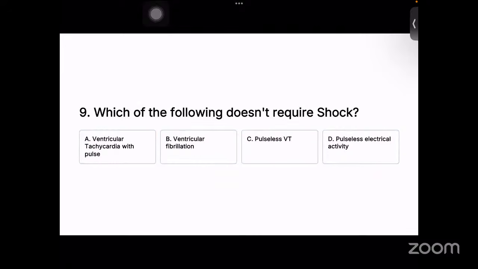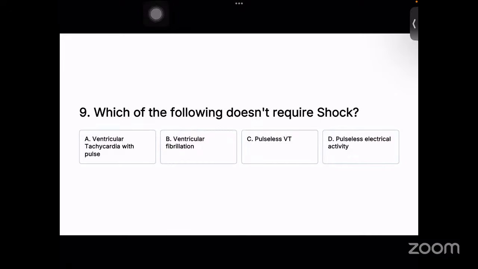So here it's another ACLS BLS question. We have two types of rhythms in our ACLS protocol. One is a shockable rhythm, and another one is a non-shockable rhythm. So what are the options we have been given here? And then we will talk about the shockable and non-shockable rhythms.